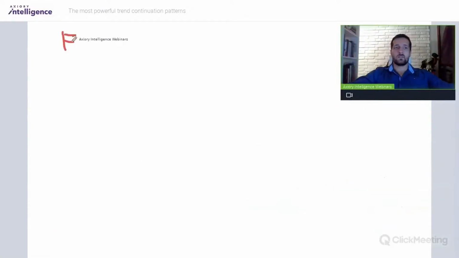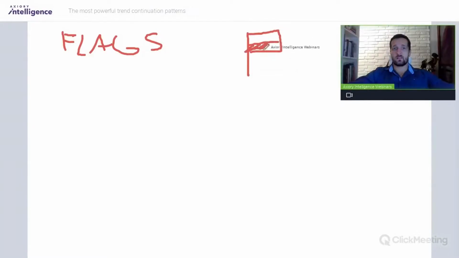So again, we are talking about flags. Those corrections which I highlighted previously can have different shapes. And now we will talk about flag. Flag, in general, for example, Polish flag looks like this. So you may expect something like this to appear on the chart, more or less. What is important in flag pattern is that those two lines are parallel to each other, but they are not horizontal.